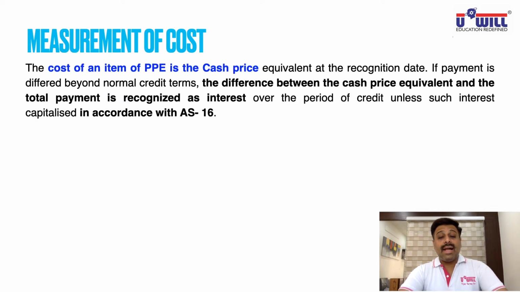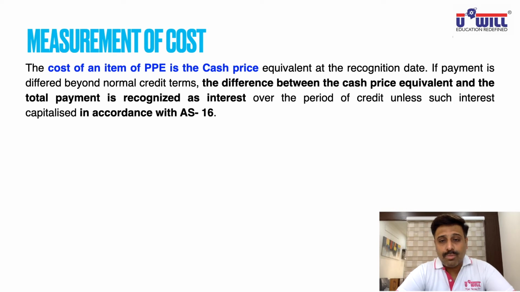The cost of an item of PPE is always the cash price equivalent at the recognition date. Means you have to keep this in mind, that suppose you buy any asset on the installment system. Let us say you buy a car on EMI system. The car is of 9 lakh rupees and you are paying EMI of, let us say, 1 lakh for 10 years.